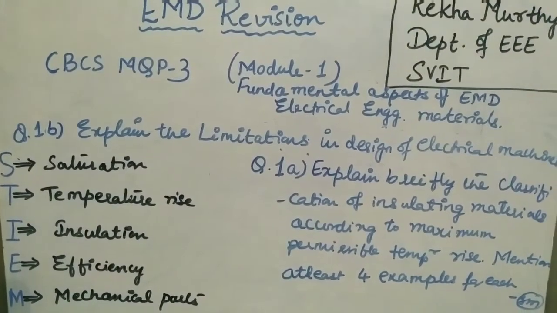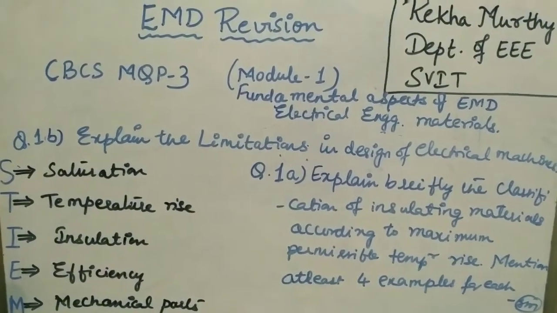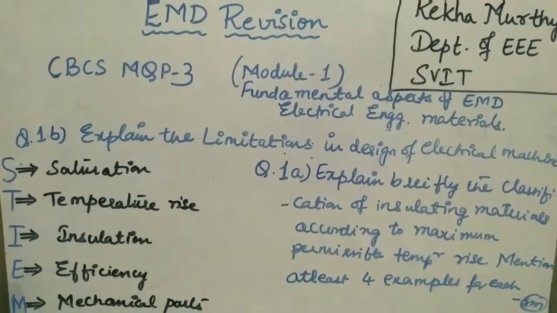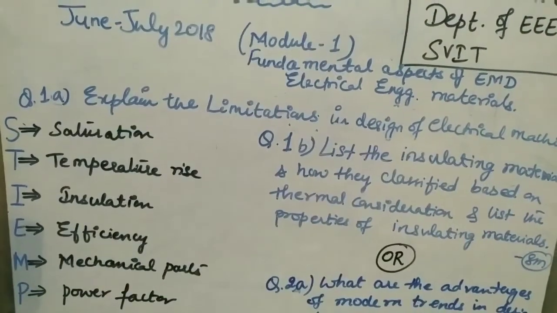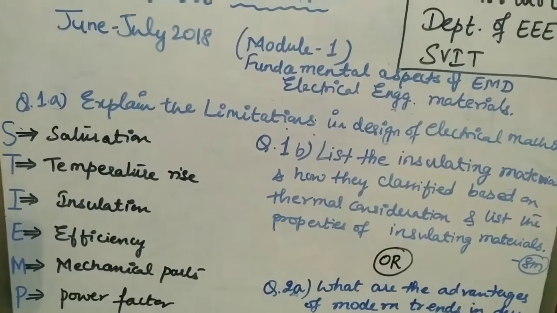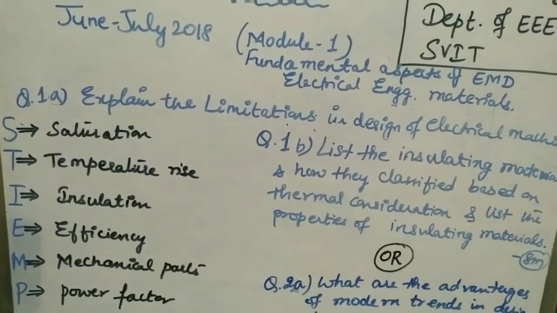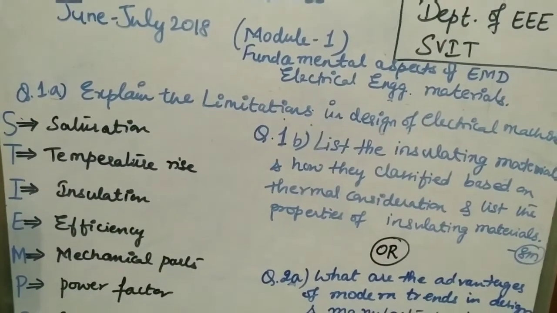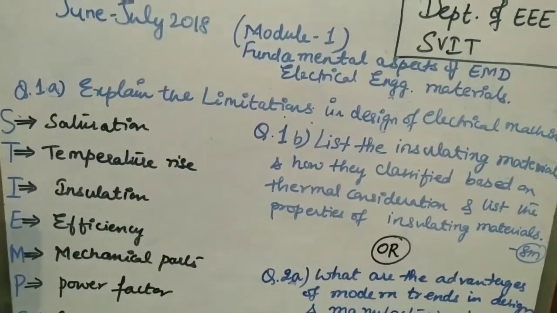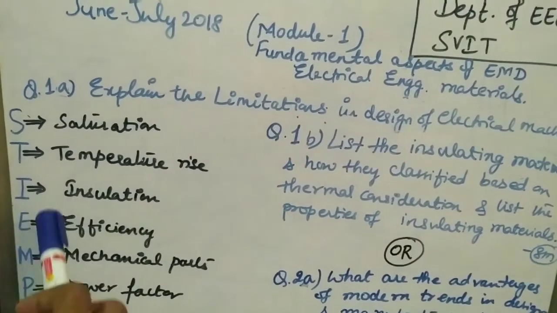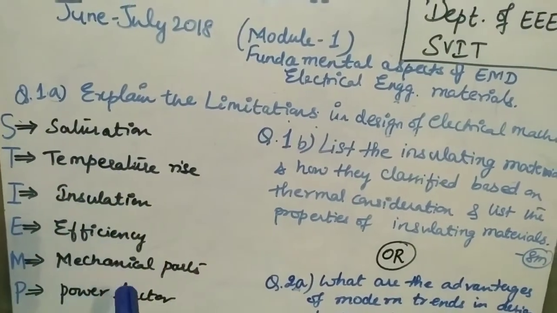Now let's move on to the regular question paper, that is June-July 2018. In this question paper also the same question had been repeated. So 1A will be: explain the limitations in design of electrical machines. These are the keywords which you have to remember to write the solution with an explanation.